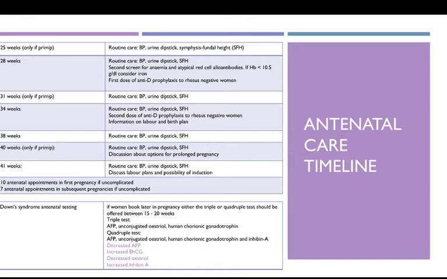So for patients for whom it's their first pregnancy, if it's uncomplicated, they'll have around 10 antenatal appointments. For subsequent pregnancies, if they're uncomplicated, they'll have around 7 antenatal appointments. But it is dependent on whether a woman's pregnancy is complicated or not. So if they have another health condition, then they might require more antenatal appointments.